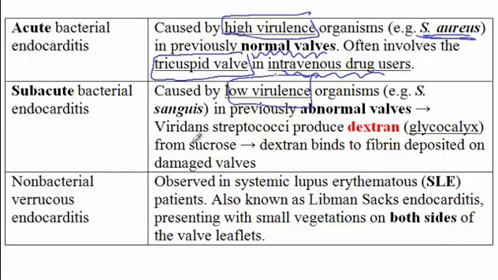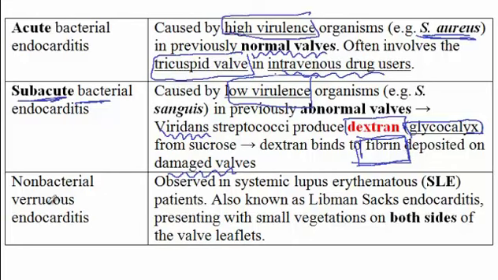The next form of endocarditis is called subacute bacterial endocarditis, which is caused by low virulence organisms such as Streptococcus sanguis that belongs to the Streptococcus viridans group. And in these patients, since there is already fibrin deposition on the damaged valves, the bacteria will form dextran or glycocalyx from the sugar and would be able to now bind the fibrin. So again, with subacute bacterial endocarditis, there have to be previously damaged valves to have fibrin for the bacteria to be able to bind to it.